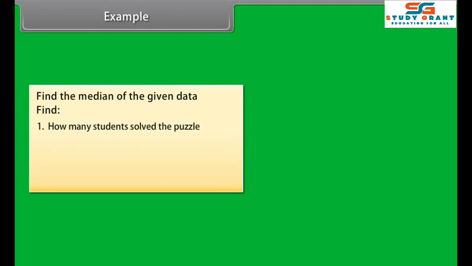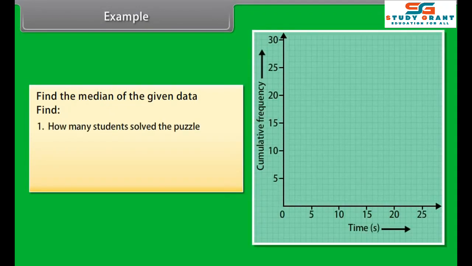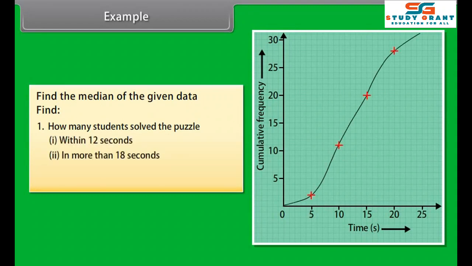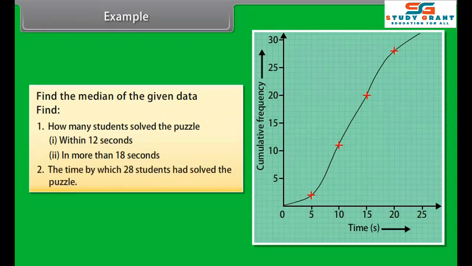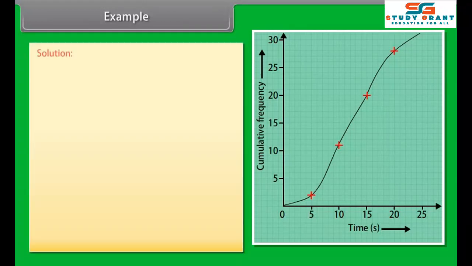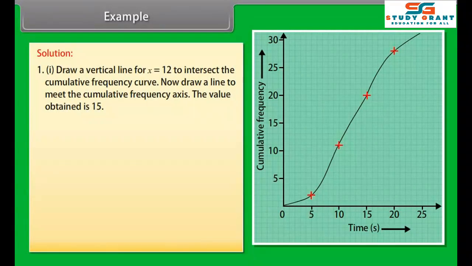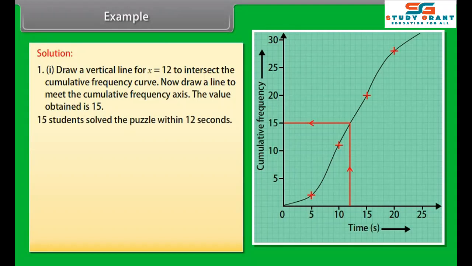Find 1. How many students solved the puzzle within 12 seconds, and in more than 18 seconds. 2. The time by which 28 students had solved the puzzle. Solution. 1. Draw a vertical line for x as 12 to intersect the cumulative frequency curve. Now draw a line to meet the cumulative frequency axis. The value obtained is 15. 15 students solved the puzzle within 12 seconds.